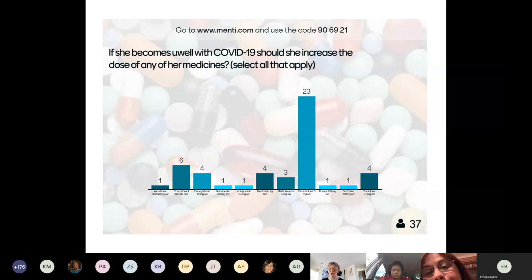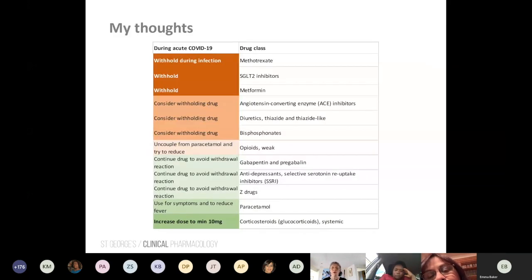I get that, she may have high sugars, but there's also the risk of harm from these drugs. Again, it's a balance. So as I said when I put the question out there, there is no right answer. These are my thoughts. I've put the things that you might want to withhold in orange because they potentially could cause more harm than good during the acute illness. I've put the things that you wouldn't want to stop, or might want to increase, in green. And I've indicated my strength of feeling by the strength of the colour.